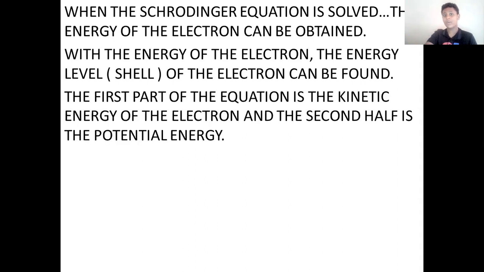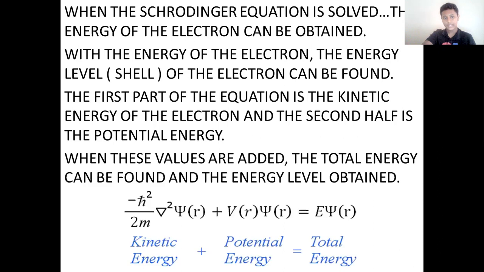Now, the first part of the equation is the kinetic energy of the electron, and the second half is the potential energy. Usually when you have the energy of any object or body, you have the kinetic energy added to the potential energy, and then you have the net energy or the total energy. So it's the same thing over here. The first part of the equation is the kinetic energy. The second part is the potential energy, and when you add these up, you get the total energy with which you can determine its energy level. You can see the equation right now over there. So the first part is the kinetic energy, then the potential energy, and the total energy.